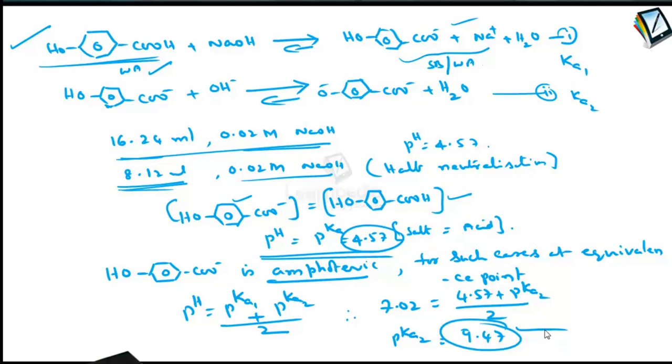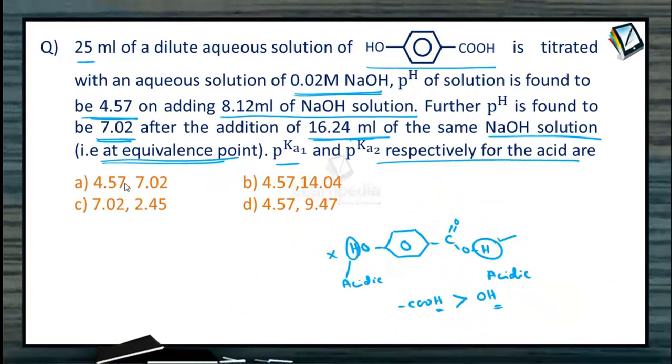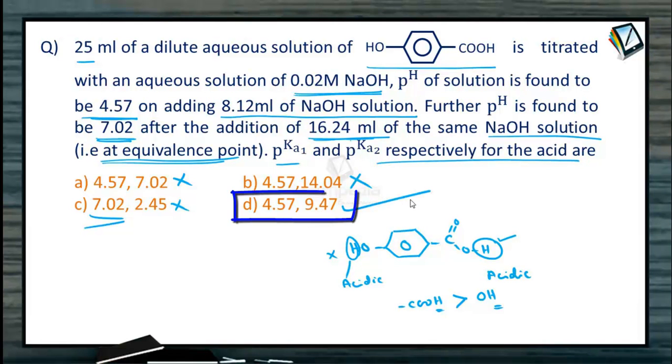So therefore, we have 4.57 right, but 7.02 is wrong. 4.57 and 14.04 wrong. 7.02 and 2.45 also. So this is what we got on solving. So this is one of the important questions where you need to concentrate.